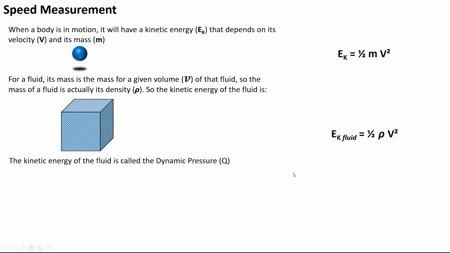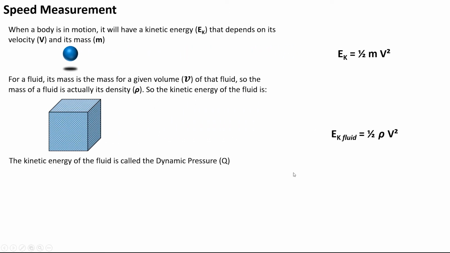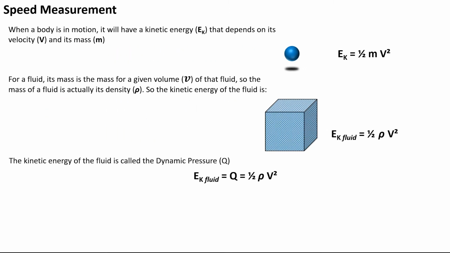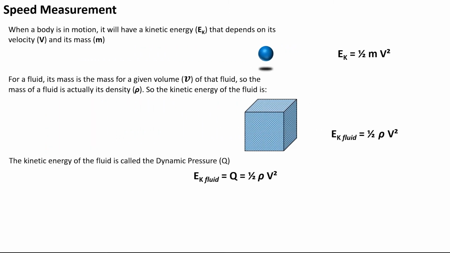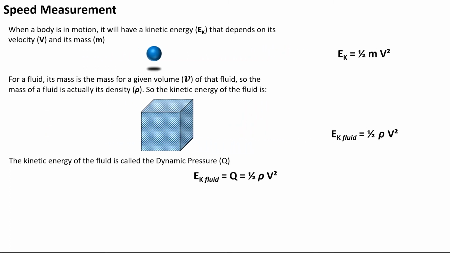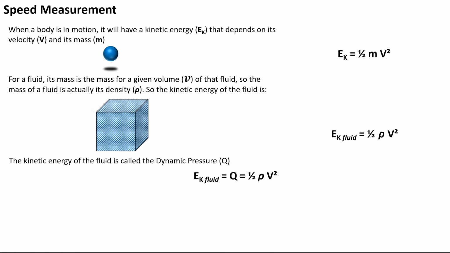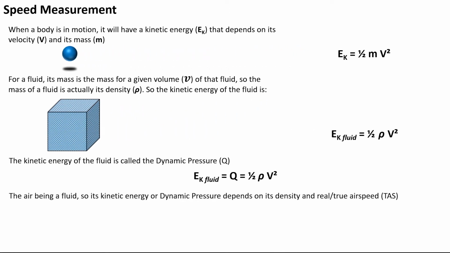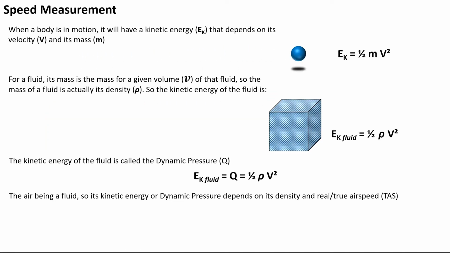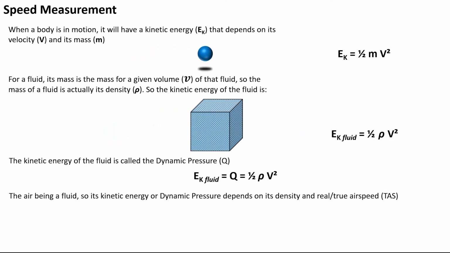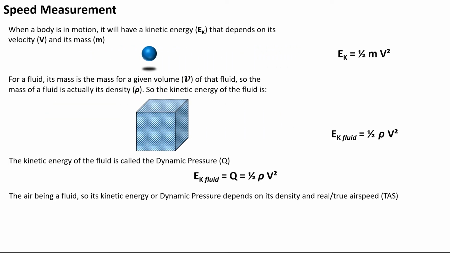Anyway, now that we explain why that's known as a dynamic pressure, we can rewrite it as: the kinetic energy of a fluid is equal to the dynamic pressure, abbreviation Q, which is equal to half multiplied by the density of the fluid multiplied by the speed squared. Here we study the air, because when we fly, the air is the fluid, so the kinetic energy or the dynamic pressure of the air depends on its density and on its speed.